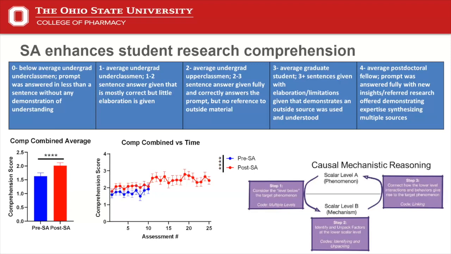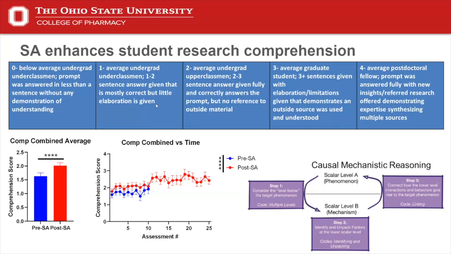discussion board. And to rate this level of comprehension, we got a panel of other research advisors together that had experience in facilitating journal clubs with undergraduate students, graduate students, postdoc students. And we sat down and had a discussion on what the expectations were for that research literacy comprehension as we move along the training pipeline.